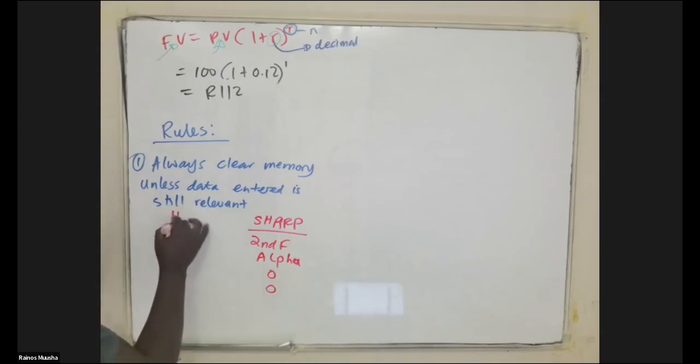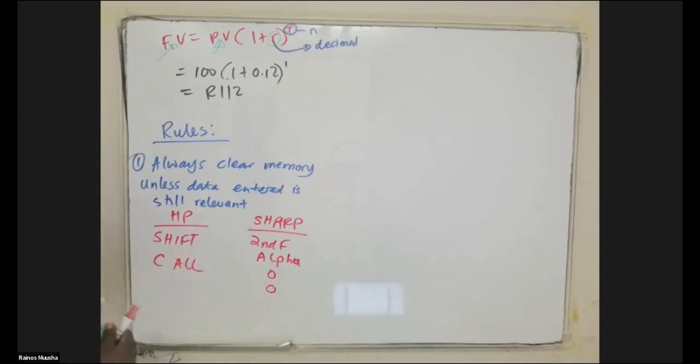And if you're using the HP calculator, you're going to say shift. So you press the shift button and then you press the C ALL button. Remember, the reason why you're pressing second function or shift is because you're trying to access the other functions apart from the one imprinted on the buttons. So you are going to be seeking the functions which are written in yellow or maroon. That's how you're able to access those functions. So that's how you clear your memory.